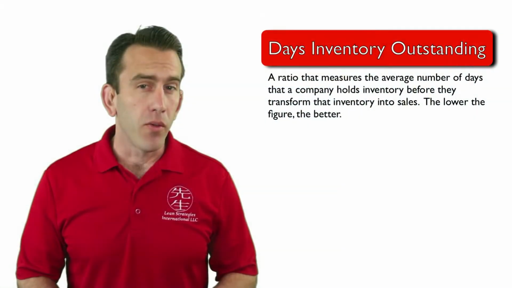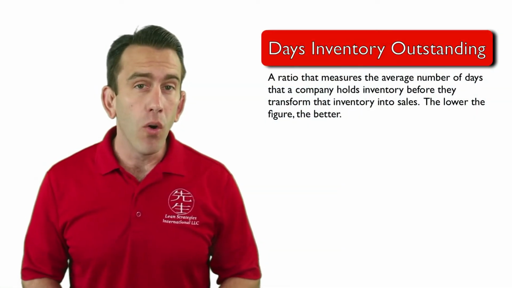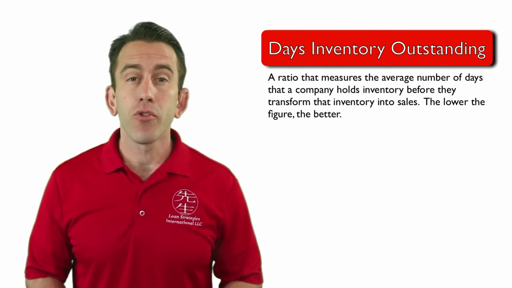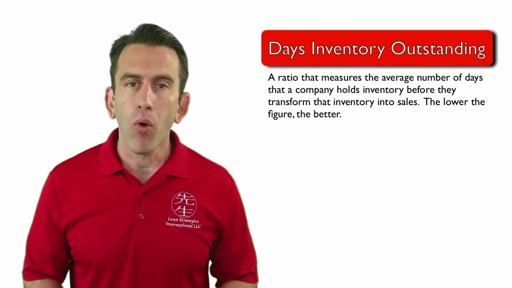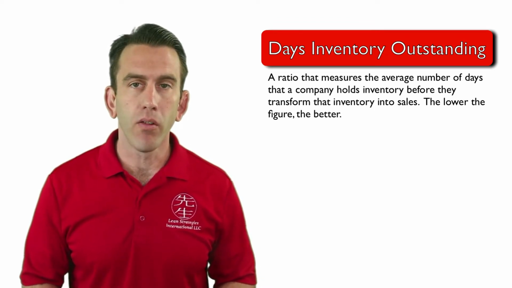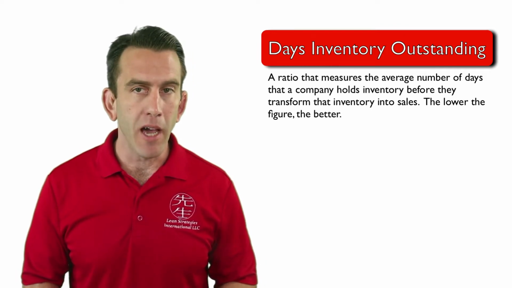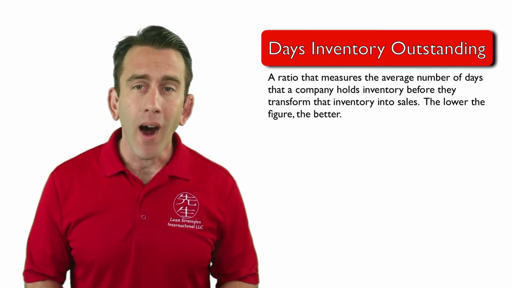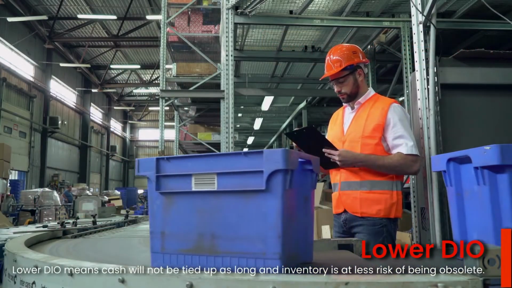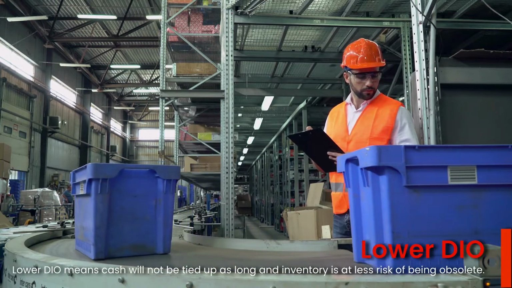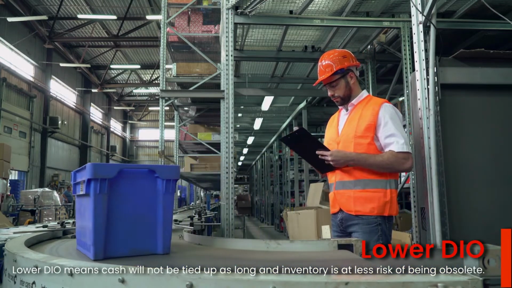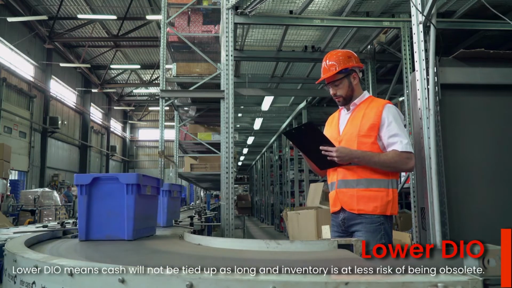Days Inventory Outstanding, or DIO as it is often referred to, is a ratio that measures the average number of days that a company holds inventory before they transform that inventory into sales. The lower the figure, the better. You may be wondering, why? Well, lower DIO tells us that this inventory will tie up our cash for less time and that our risk of obsolete inventory is much less, and that is good.